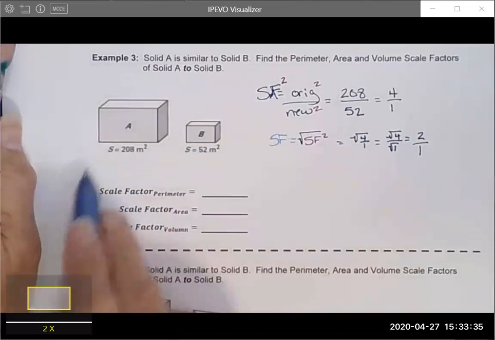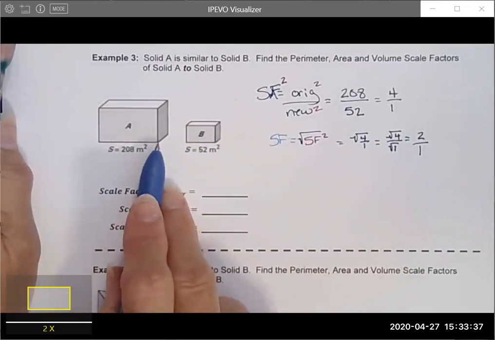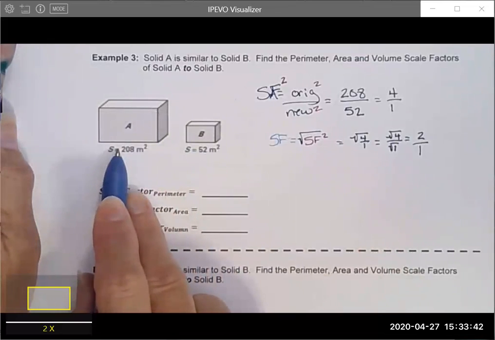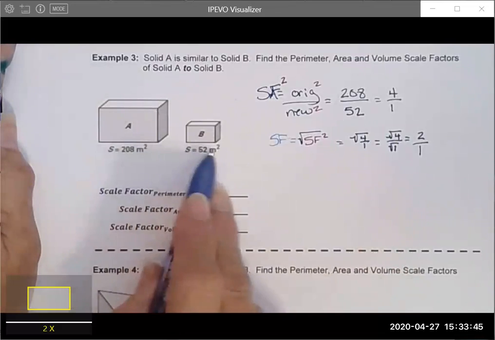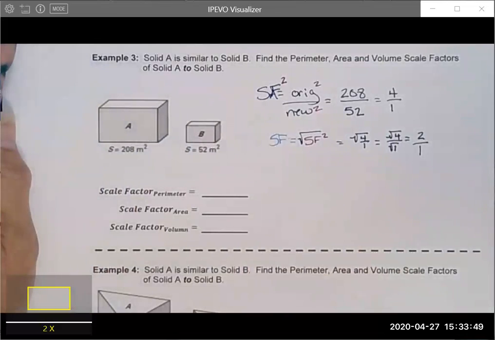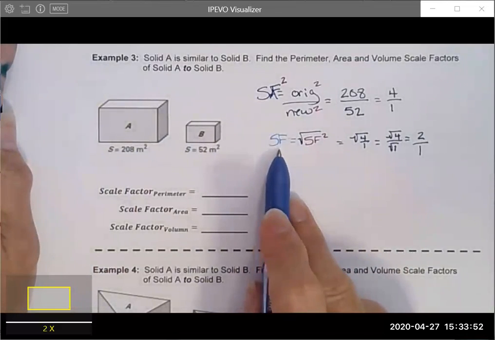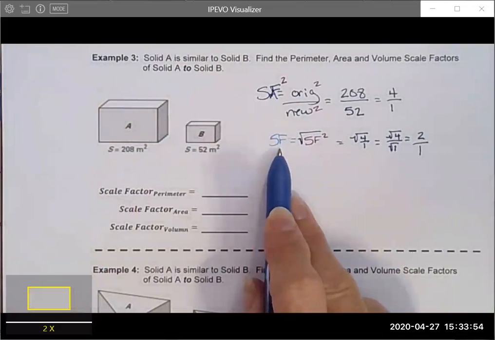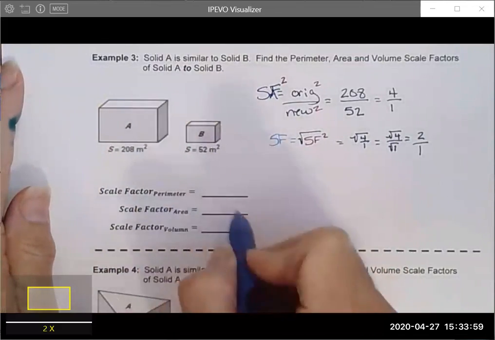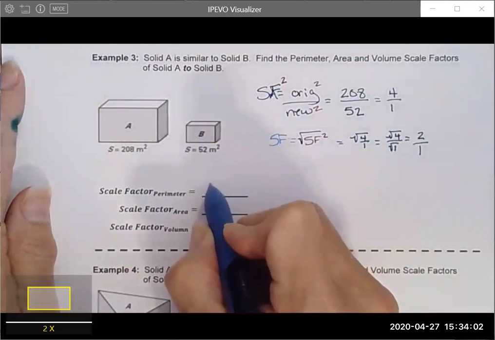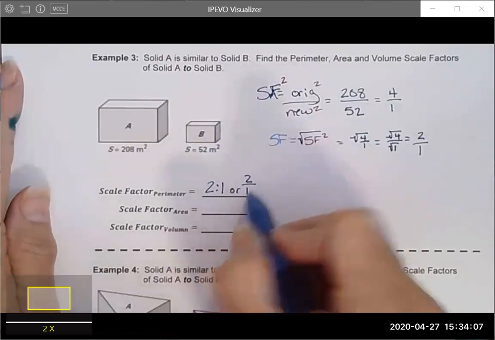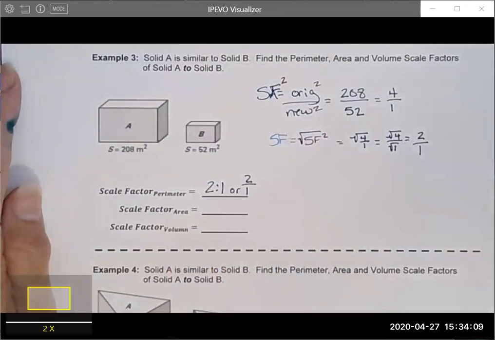but when talking about actual dimensions, like its length or its width or its height, this shape A is twice the length of shape B. It's twice the height of shape B. Once I find the scale factor of the linear dimensions, I can go ahead and write this here. So my perimeter and all my linear dimensions are in a scale factor of 2 to 1, or you can write it as 2 over 1 if you like the ratio as a fraction.